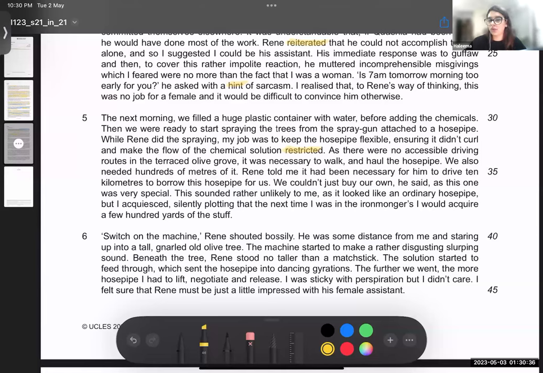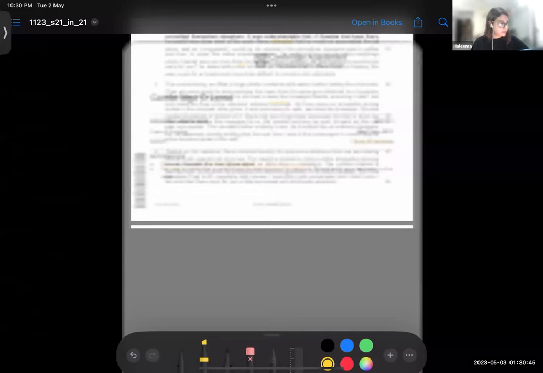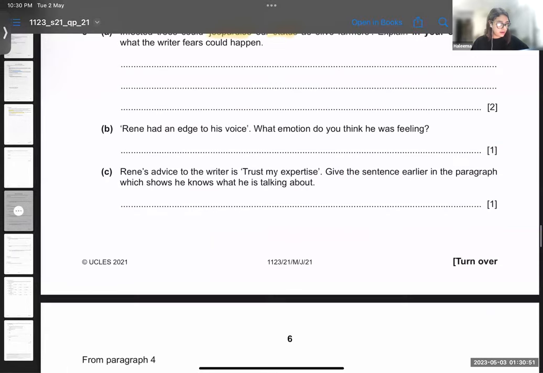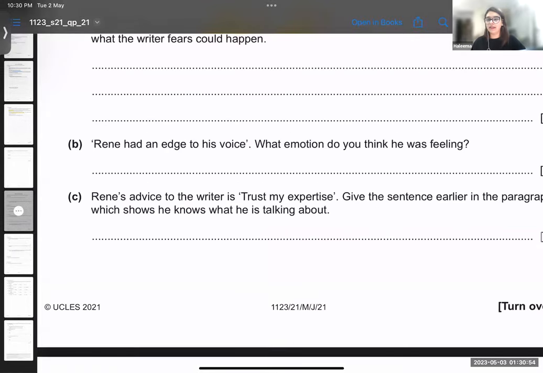So usually when they're asking you what you think, they're actually trying to imply what you think in reference to the information given within the passage. So for example, here, Renee had an edge to his voice. What emotion do you think he was feeling? So the word, someone who has an edge to his voice, in general, that word itself could mean that that person has a lot of confidence. The word edge could be used like that as well. But that's not what my answer is going to be. Because I'm talking about someone who is in a very difficult situation, the term edge is trying to imply frustration or annoyance. And that's what I'm going to think.